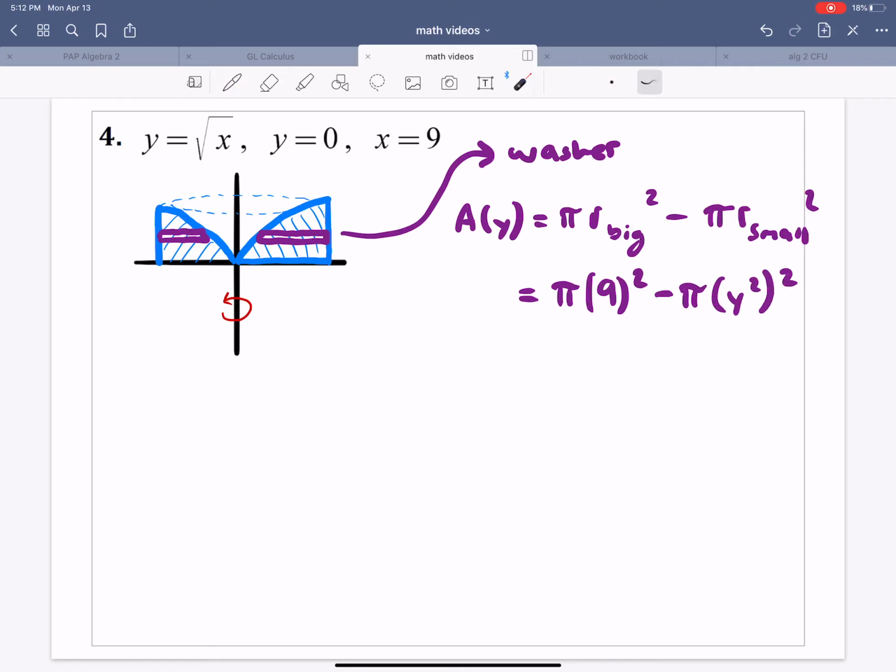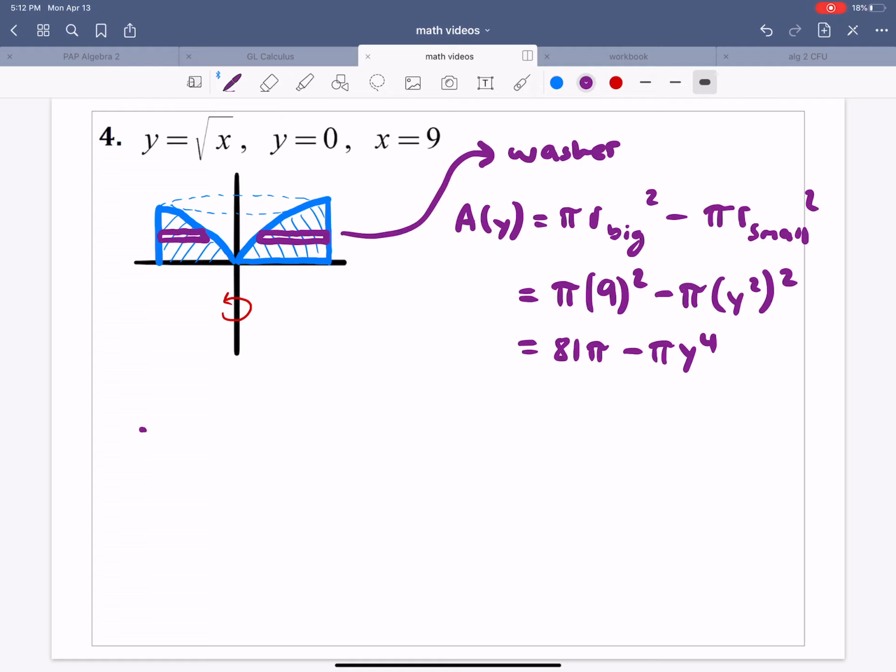Now don't forget to square that. A lot of times people will see y squared here and they'll think they're done. But remember that the area formula for a circle is pi r squared. So your radius is y squared. You also have to square that. So if we clean this up, we get 81 pi minus pi y to the 4th.